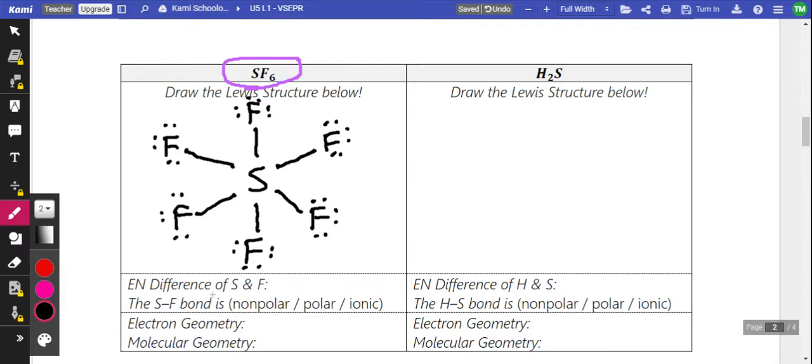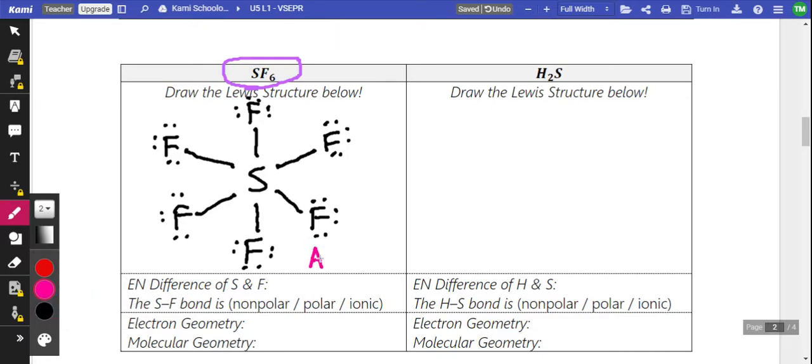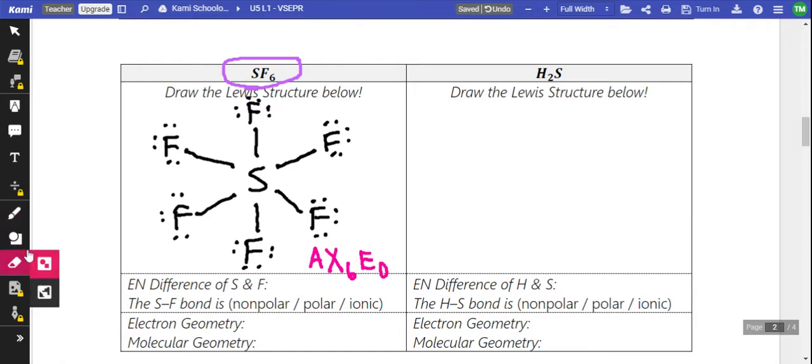Let's do our electronegativity difference. Well, actually, here, let's do the electron and molecular geometry first while we're here. So let's see. We've got a central atom, A. We've got 6 surrounding atoms. So X6, and we have no lone pairs of electrons on sulfur. Again, we only care about what's happening to sulfur for the AX code, so E0. All right. You can also see this as just AX6 on your VSEPR chart. Same thing.